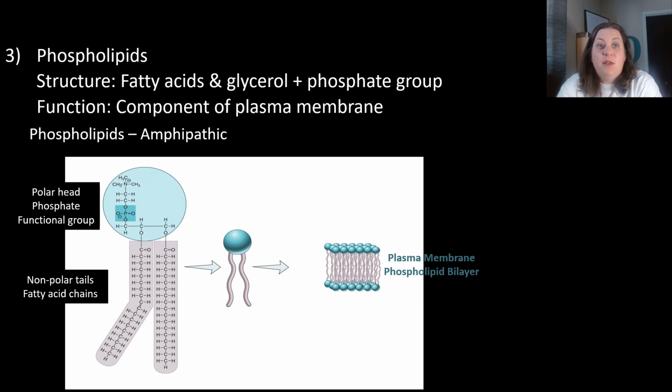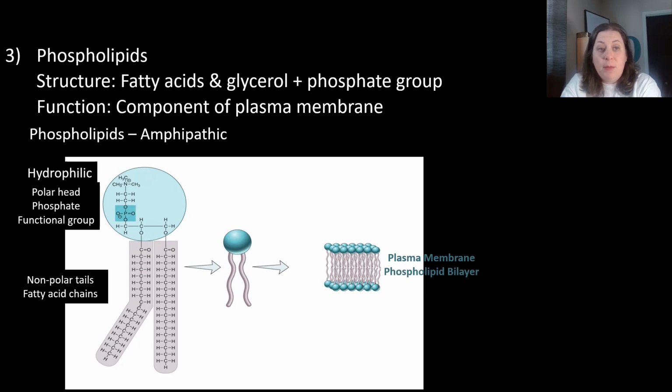The structure of a phospholipid is a fatty acid and a glycerol, but it's bound to a phosphate group. If you look here, we see that there are 2 fatty acid tails that are going to be attached to this phosphate group. Now, this creates 2 regions on a phospholipid. This creates a polar head of that phosphate functional group, and this actually makes it hydrophilic.